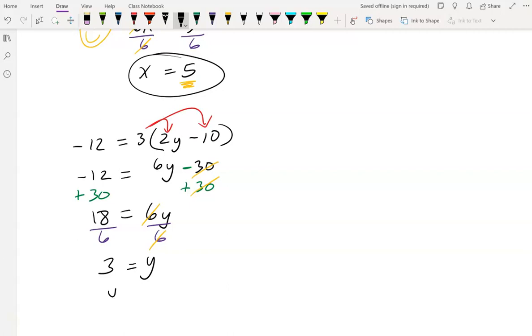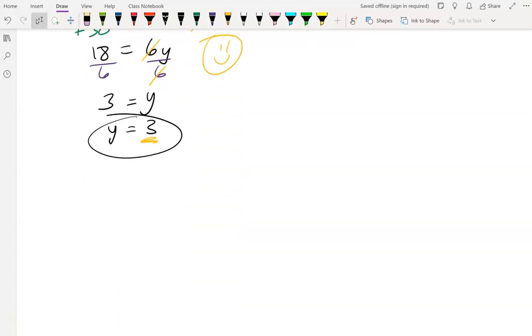I'm going to put my variable on this side and my solution on the other side because that's what I prefer. Y equals 3. And if we check, do some mental math here, put that 3 back in for the y. 2 times 3 is 6. 6 minus 10 is negative 4. 3 times negative 4 is negative 12. So this one checks out just fine and dandy. All right. How about one more just for good measure?